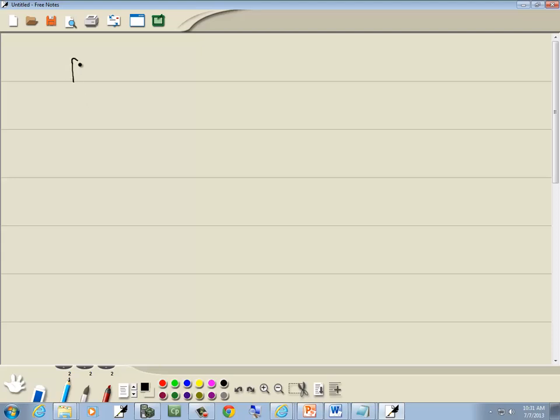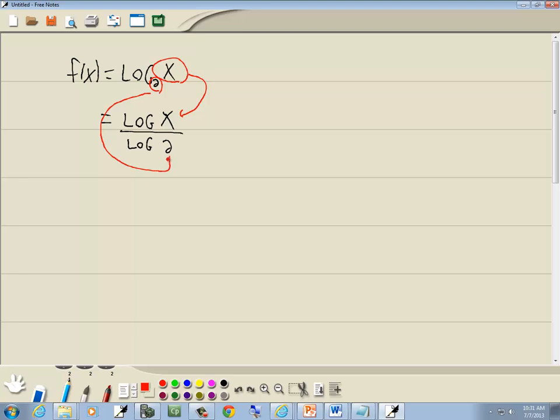F of x is equal to log base 2 of x. Now we don't have a base 2 button on our calculator, so we're going to use a change of base to rewrite this. This will become log x over log 2. Remember, whatever follows a log is what goes up on top, and whatever your base is what goes down below.